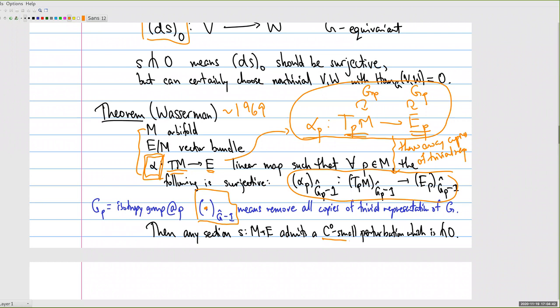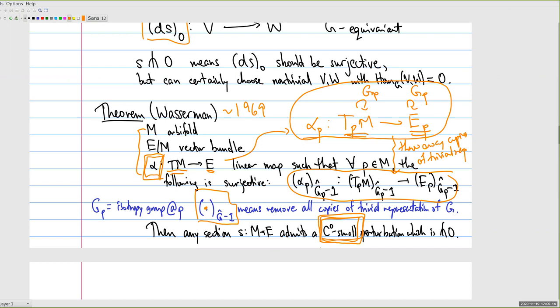So you might know this: over a manifold, every section has a C infinity small perturbation which is transverse to zero. This is only C0 small. So a slight difference. So it's false for C1 small? The proof fails. The proof needs to make a C1 big perturbation. I would assume it's false, but I haven't tried to think of a counterexample.